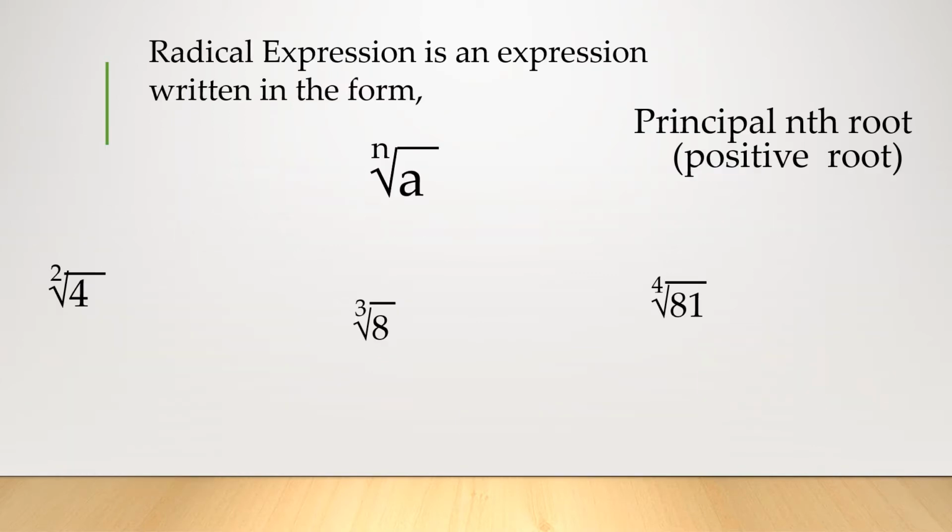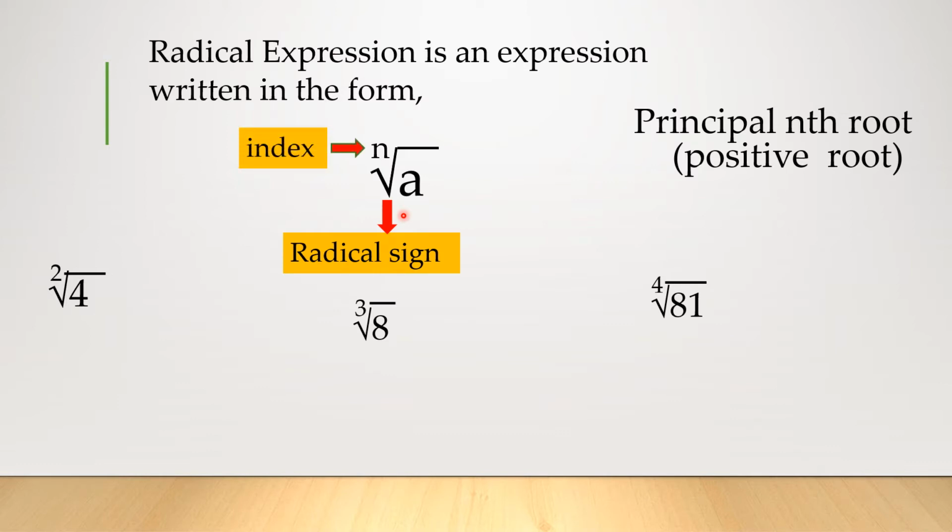Now we are going to learn first about radical expressions because we can use this in simplifying expressions with rational exponents. So here I have the nth root of a. That is what we call the radical sign. This is the index and that's the radicand inside the radical sign.